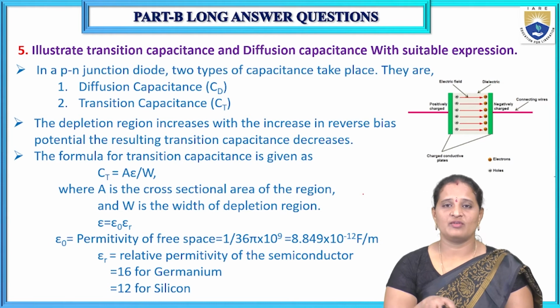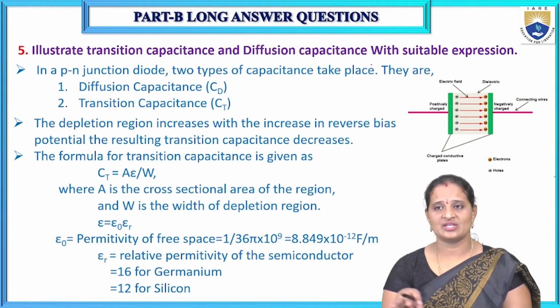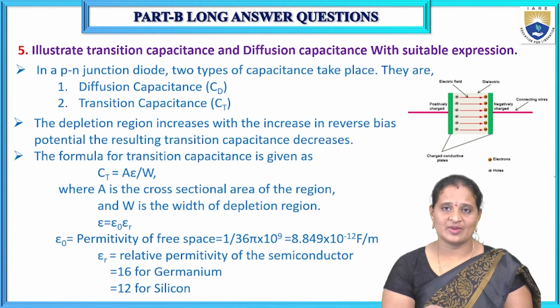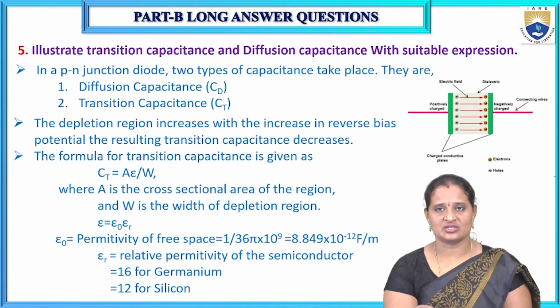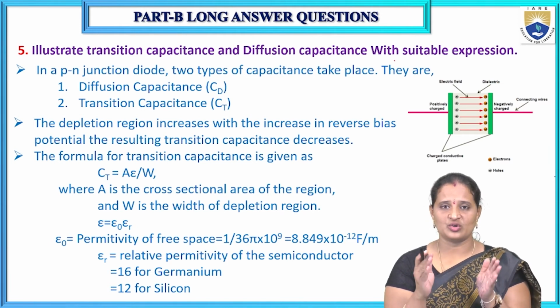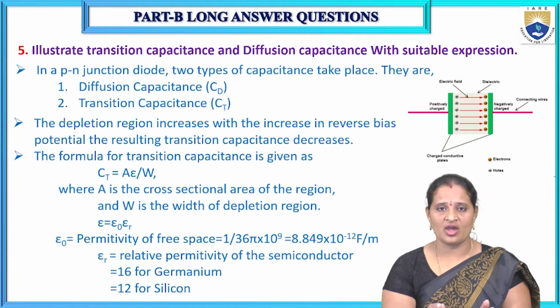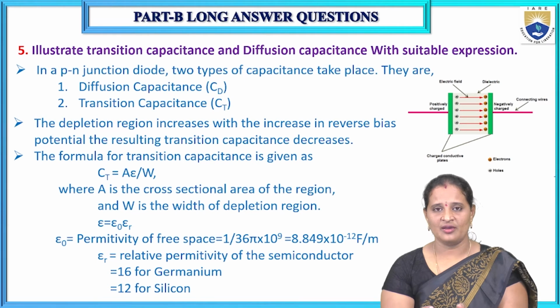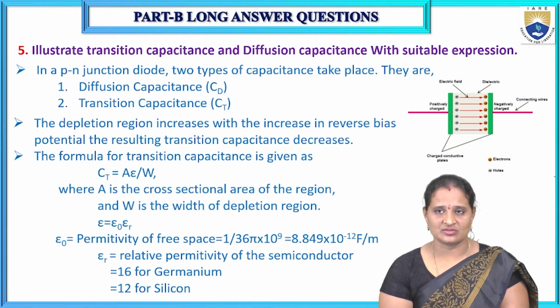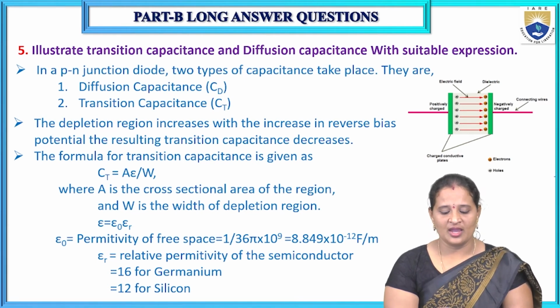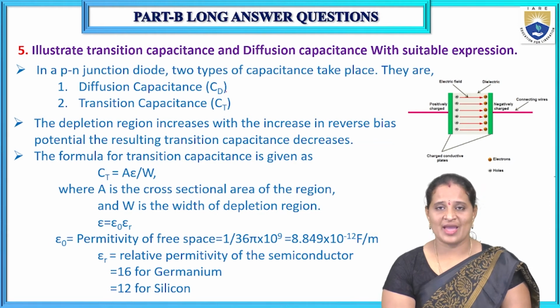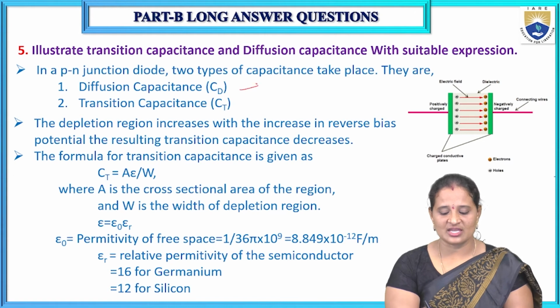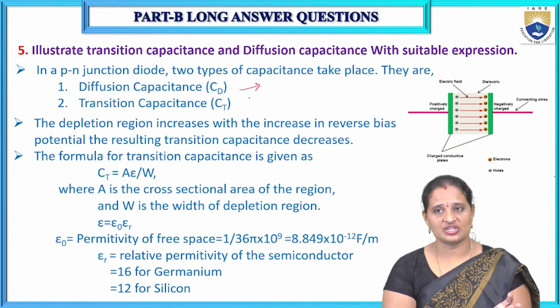So what is happening when it is forward bias, and what is happening when it is reverse bias? First of all, you mention what is a capacitance. Capacitance is nothing but when two oppositely charged plates are placed together, separating them by an insulating material, there exists a capacitance. Okay, so here the diode acts as a capacitor under forward bias and also under reverse bias.